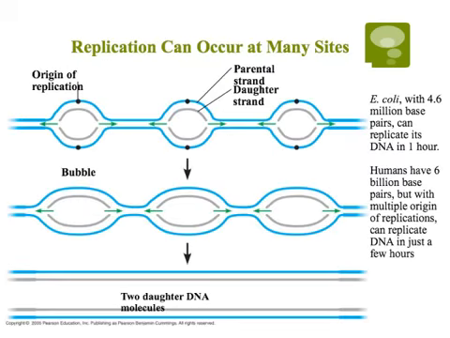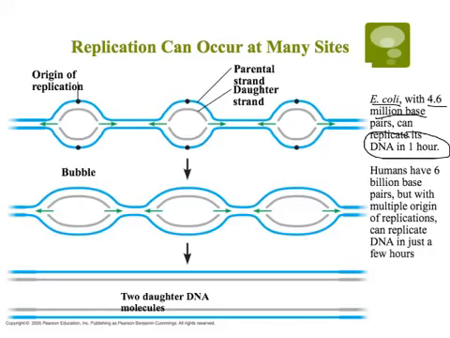Okay, so if replication only started in one spot, which it does in some small prokaryotes, it would take forever to get through the entire DNA molecule. For example, E. coli only has 4.6 million base pairs, and it can replicate in about 1 hour. So it only starts replicating in one spot.